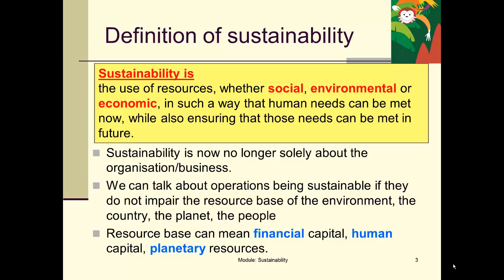Notice what we've done here. We've changed the idea of resources, or expanded the idea, from just financial or economic to also include social and environmental resources. So there are three dimensions of resources that we're thinking about. The organization has a social impact, an environmental impact, and an economic impact. So we've changed the resources.